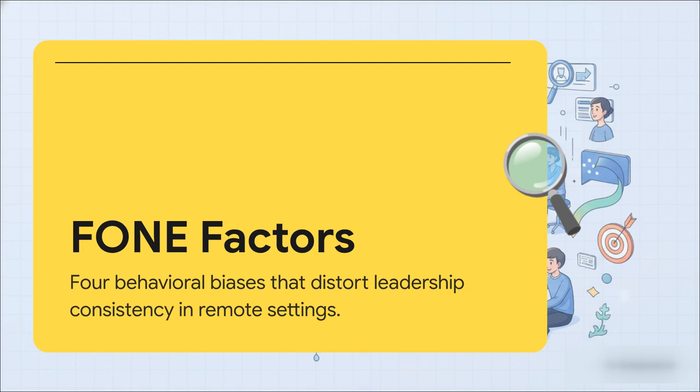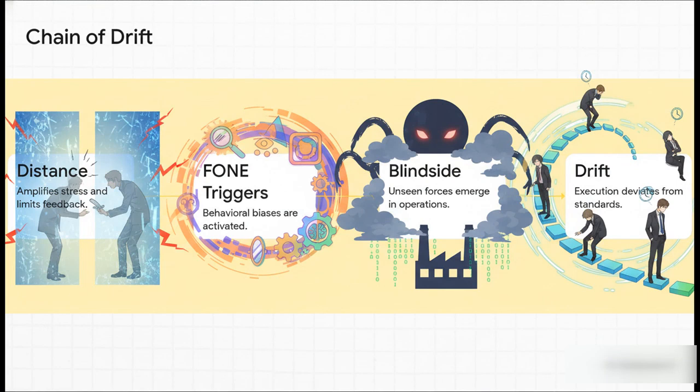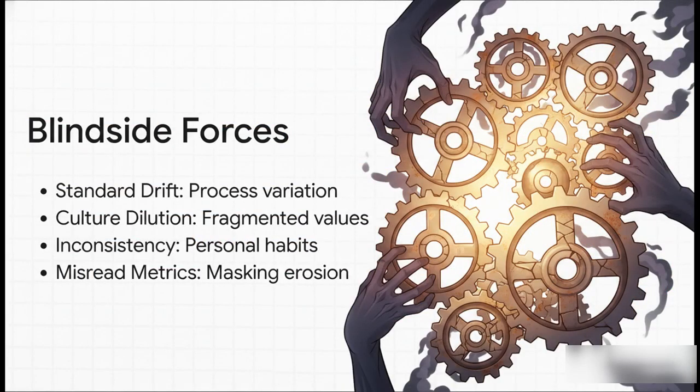These are just predictable human biases, but they get massively, disproportionately amplified when your team is working at a distance with low visibility. And it happens through a pretty vicious, predictable cycle. Step 1. Being physically apart limits our crucial feedback loops and naturally amps up stress. Step 2. That stress triggers those internal FONE factors we just talked about. Step 3. Because of those biases, these unseen blindside forces start emerging in your day-to-day ops. And finally, Step 4, the inevitable result is systemic execution drift, where what leaders actually do starts to deviate wildly from your established standards. So what does this drift actually look like in the real world?